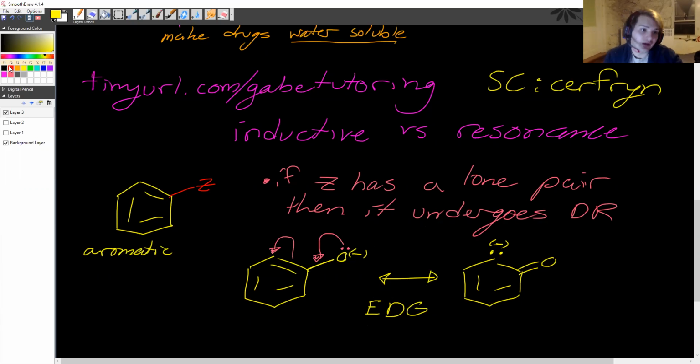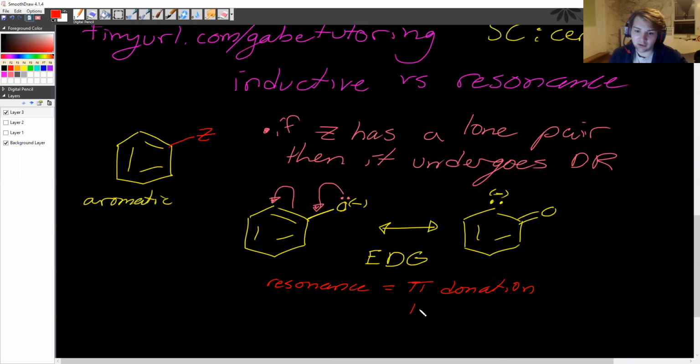Well, how do we know it's resonance? What is resonance really? Resonance is just a fancy way of saying pi donation. Oh, well, that doesn't sound like any more down-to-earth way of explaining what we're talking about. Pi donation, what the fuck? Well, all we're saying here is we're talking about lone pairs or we're talking about double bonds. That's all it is. So that's what resonance is in general. And if you are in the Z position and you have a lone pair, you do donation via resonance.